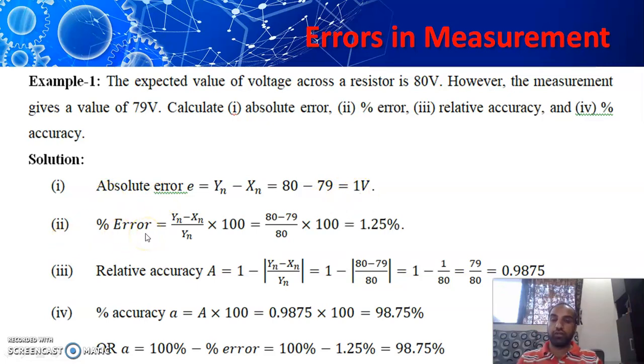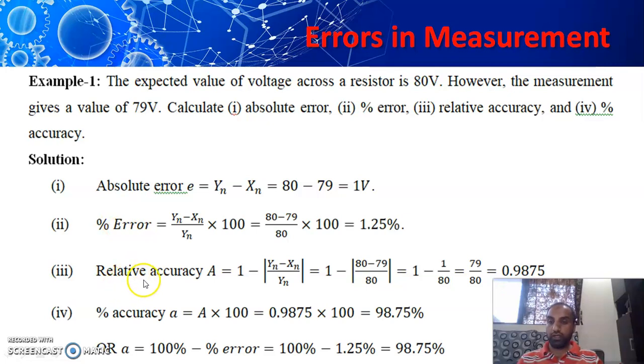Percentage of error. It is the ratio of absolute error to the expected value. And for that percentage, we have to multiply by the value of 100. So the error is 80 minus 79 upon 80. That value is 1 upon 80, and 1 upon 80 into 100, that value becomes 1.25%. So 1.25% is the percentage of error for that particular value.